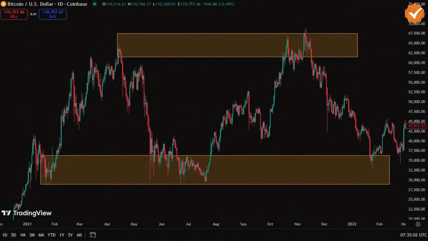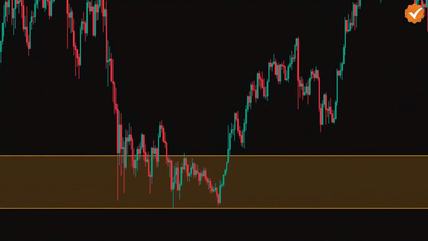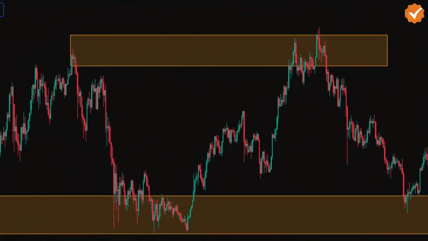Here's your challenge. Pick one chart today, mark the most obvious recent supply and demand zones, and watch how price reacts when it returns. The patterns will surprise you.